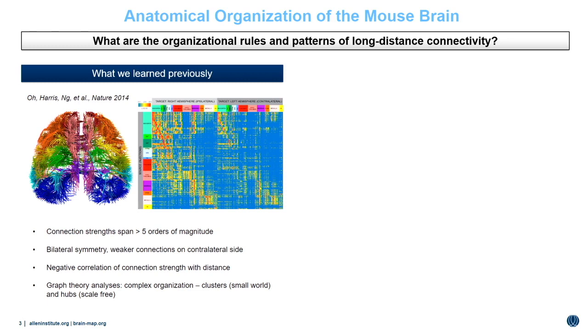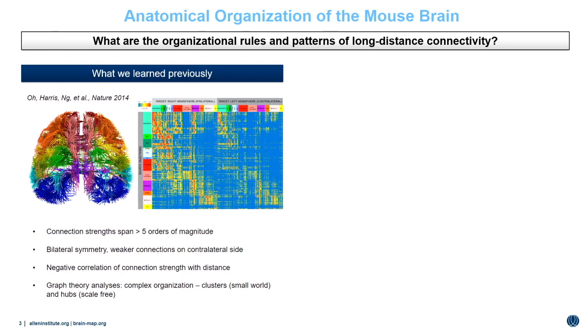So some of the things we learned included that connection strength spanned over five orders of magnitude. There was bilateral symmetry, which you can see in the ipsilateral and contralateral side, although there are weaker connections on the contralateral side. There was also a negative correlation of connectivity strength with distance from the injection, and then through several graph theory analyses, we can show that there's a complex organization of this connectivity. There are both clusters as well as hubs.